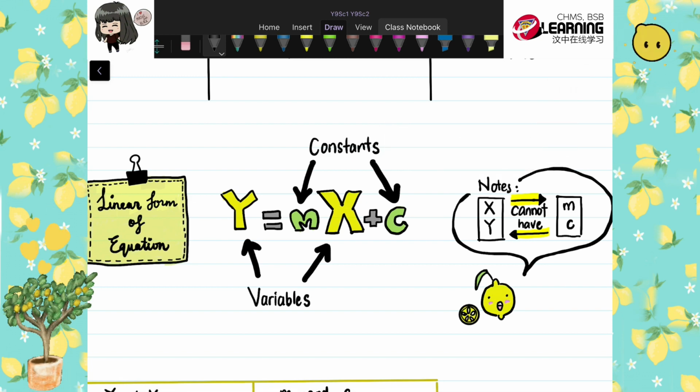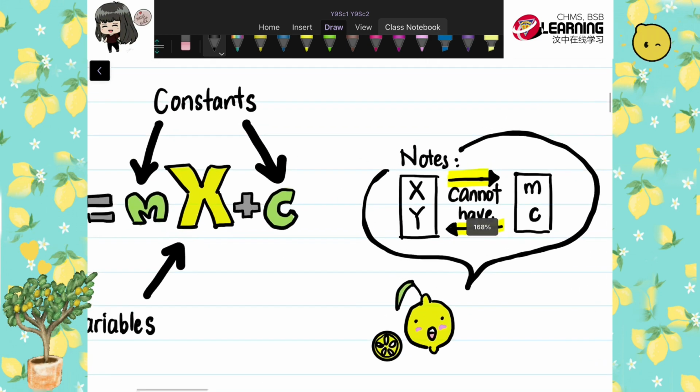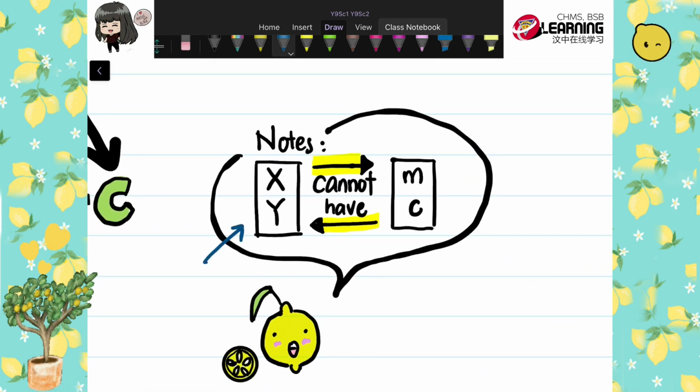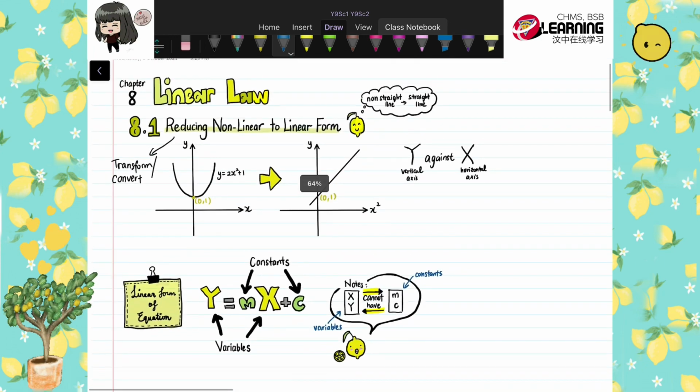The condition, if you want to reduce from non-linear to linear, is that your variables, your big X and your big Y, cannot have m and c, cannot have constants, and your m and c also cannot have your x and y. How? I will explain that later on. For now, this one you need to know. You write down first. All these you must write down.